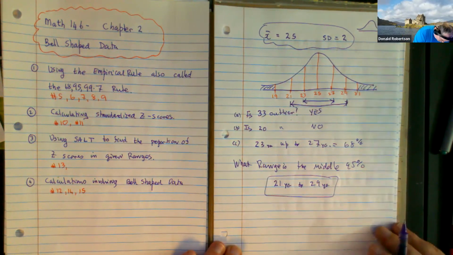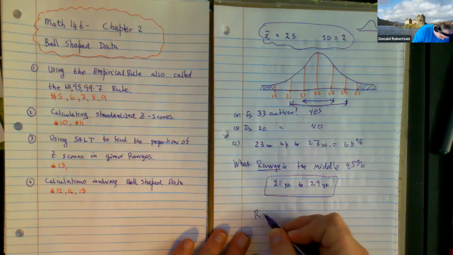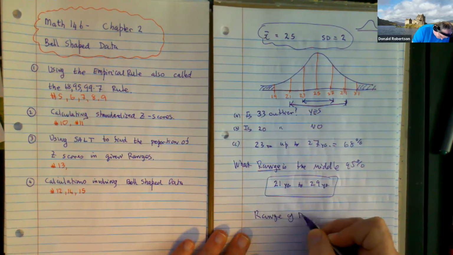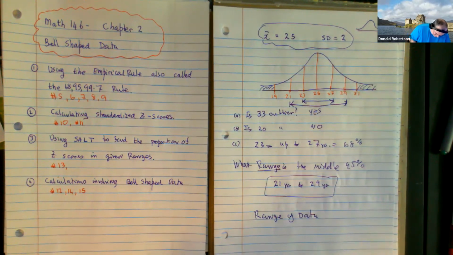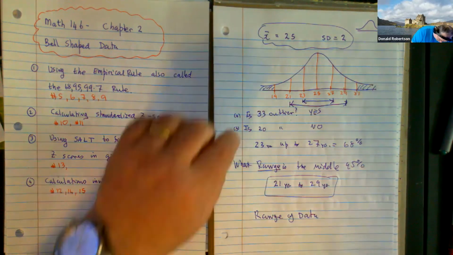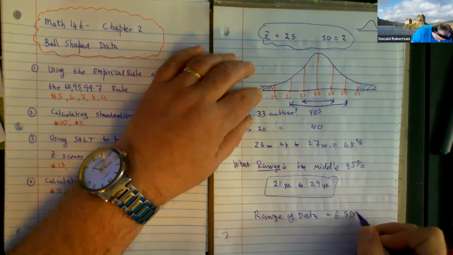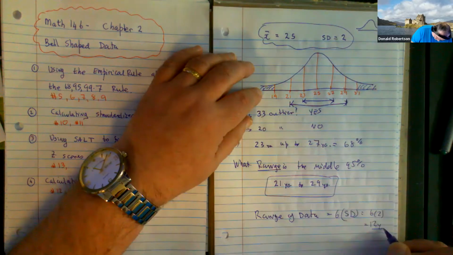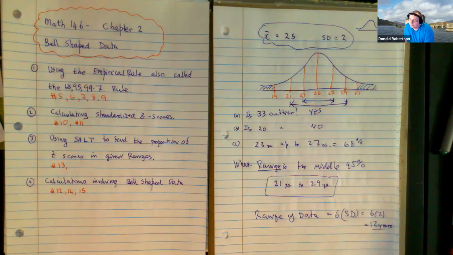Now, I use the word range here. I'm going to use a different version of the word range. If I asked you what was the range of the data, don't we just do 6 standard deviations, which in this case would be 12 years. Remember that rule from yesterday?